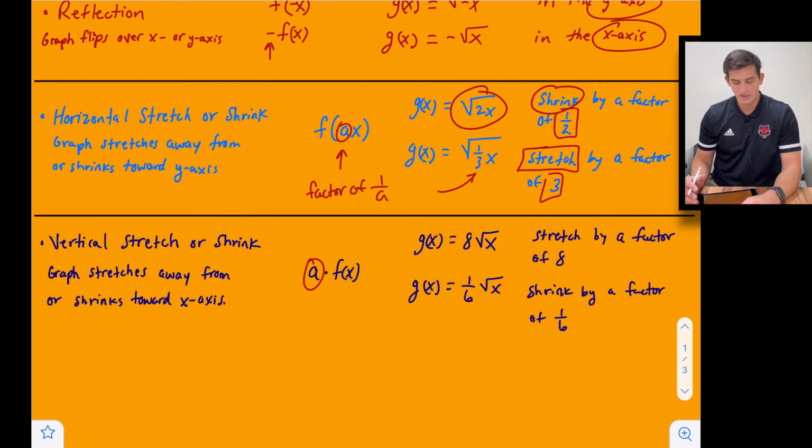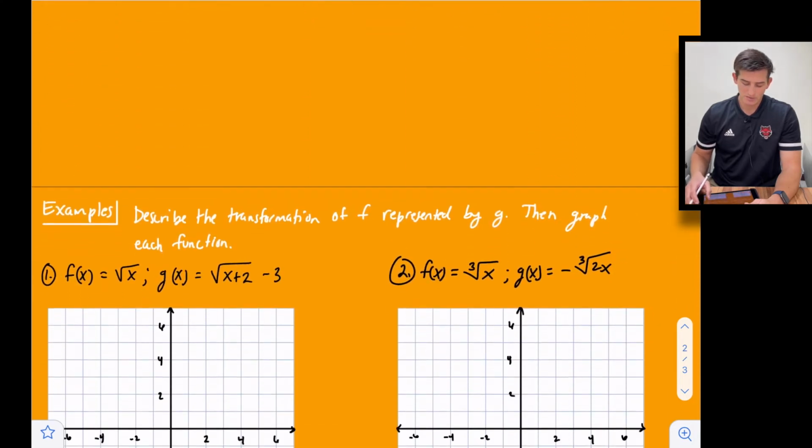So it stretches away from or shrinks towards the x-axis, and that's when a is on the outside. We're multiplying f of x, or our output. So here, if a was 8, we would say that's a stretch by a factor of 8. If a is 1/6, we'd say that's a shrink by a factor of 1/6, okay? So that's how we can read what's happening with our transformations.